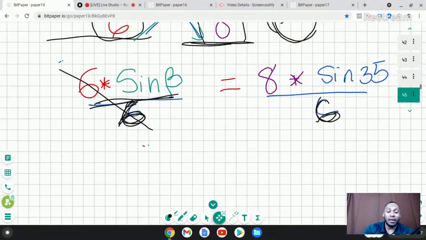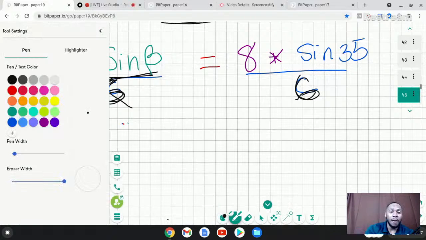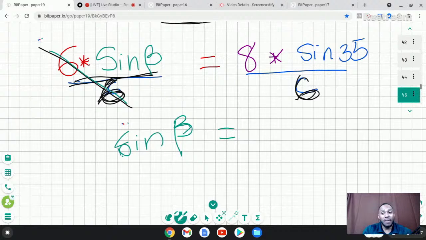What this is going to equal is sine of beta, which is in green. I'll probably not switch colors anymore. Sine of beta. The 6 cancels out, as you can see here, and it is equal to 8 times sine of 35 divided by 6. Now, all of this you can plug into the calculator. If I plug all of this into the calculator, let me see if I can do that in the Google calculator. Let me see.